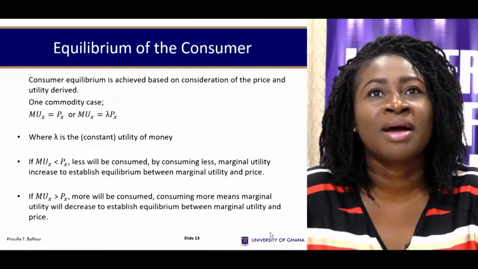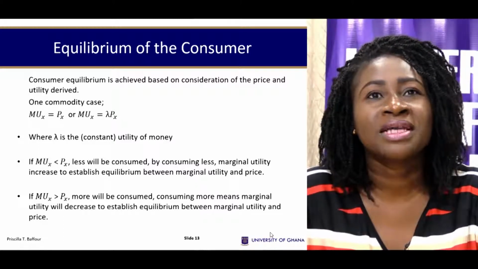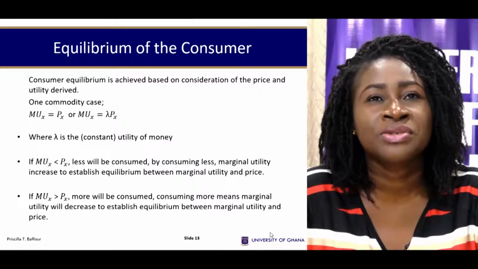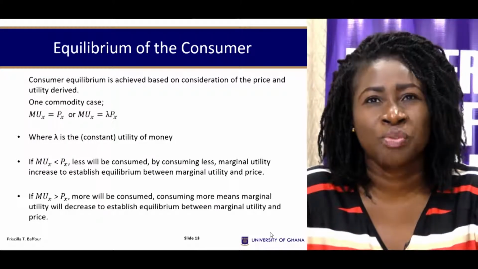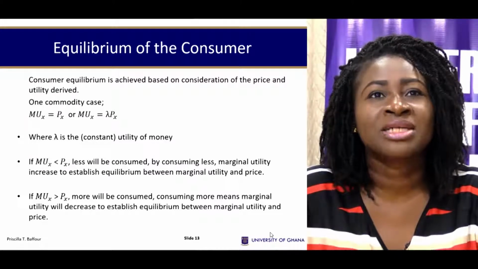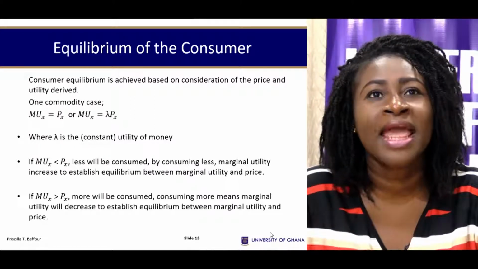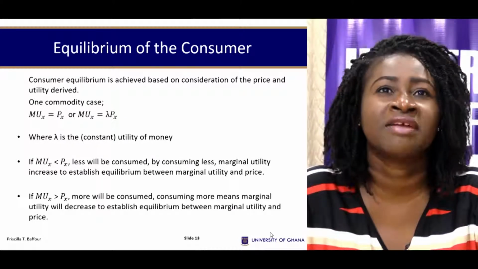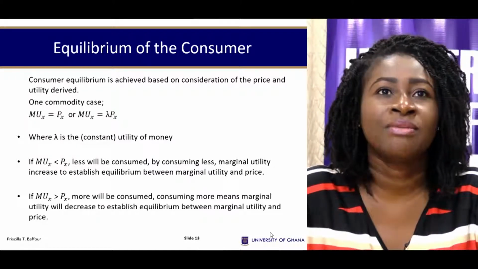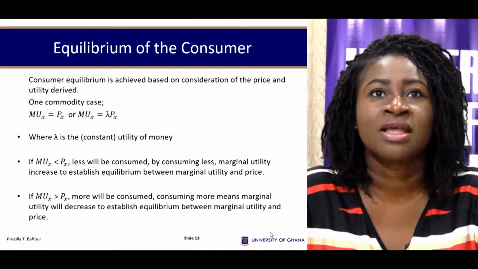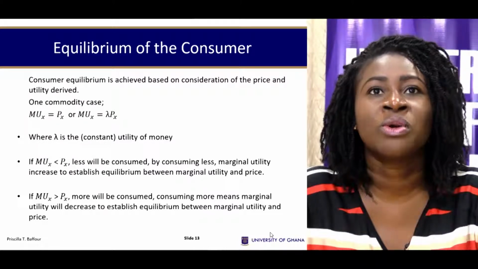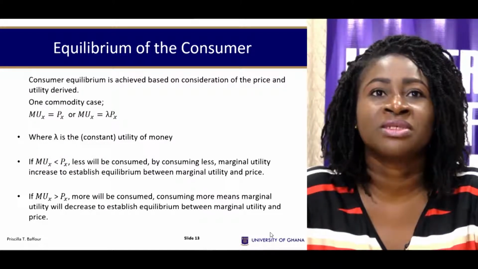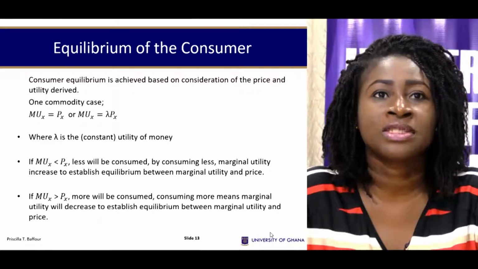How then does the consumer get to equilibrium? As I pointed out, Cardinalists propose that we can equate utils to the price you are willing to pay. So the rational consumer will consume to the point where the price they are paying for the commodity is equal to the additional satisfaction they derive from that commodity, right? So that means that MUX would be equal to the price of X, or MUX is equal to lambda PX, where lambda is basically the utility of money, which here we assume to be constant.